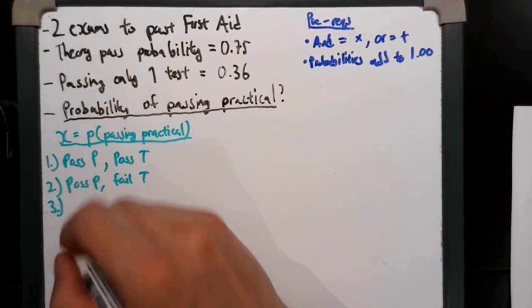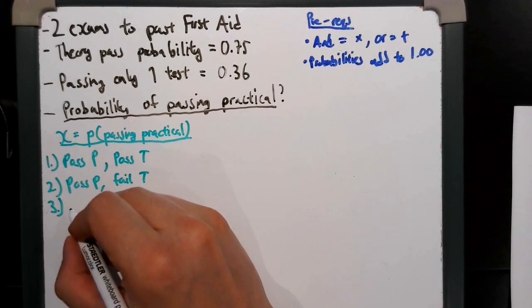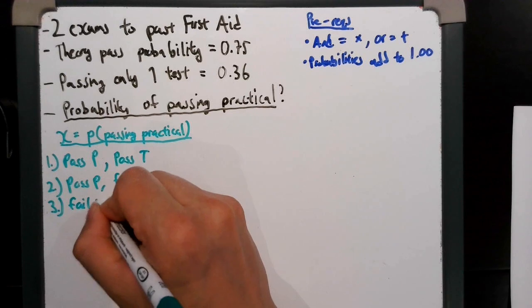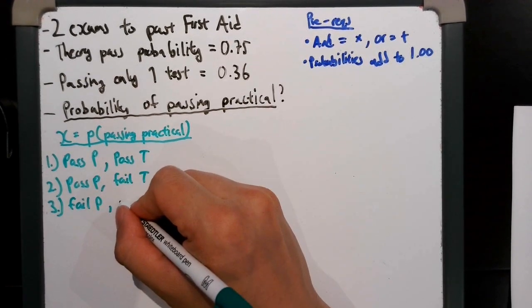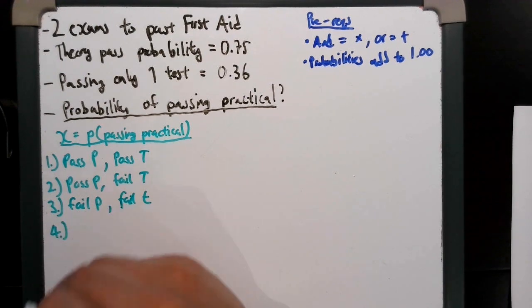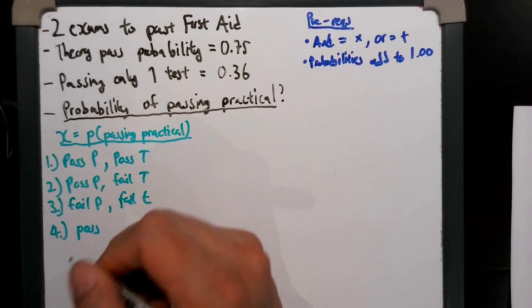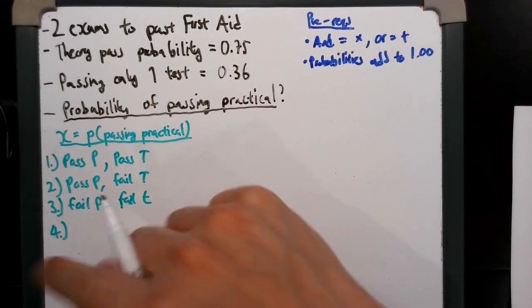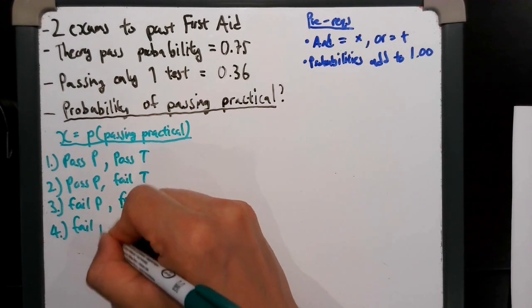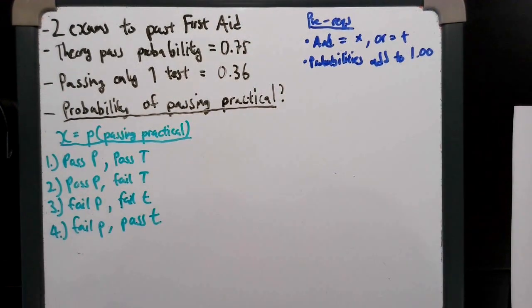Okay, and 3. So we've done two possible passing practicals. Okay, let's do fail practical, fail theory. Okay, and finally, oopsies, sorry, 2 passes and not fail practical, pass theory. Okay, so we now have the 4 possible scenarios here.